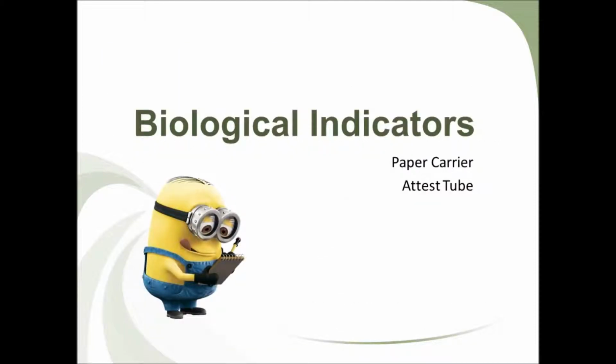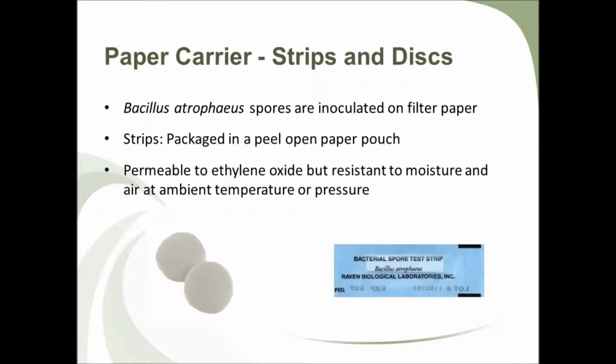Moving on, we will be discussing two different biological indicators, which are paper carriers and Attest tubes. In gaseous sterilization, the relevant process parameters are not always clearly understood. Since the compliance to physical parameters is insufficient to conclude sterility, biological indicators are especially important in ensuring sterility of the sterilized product in every cycle. Some preparations of B. atrophaeus are commonly used.